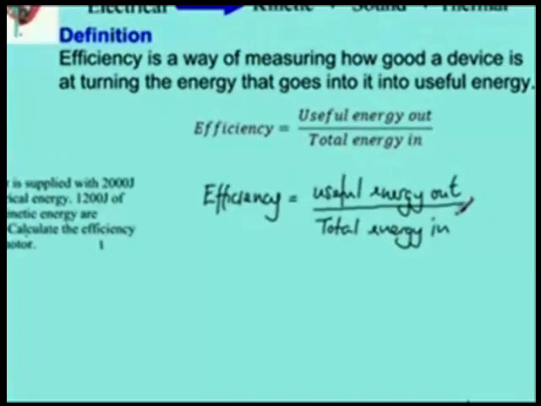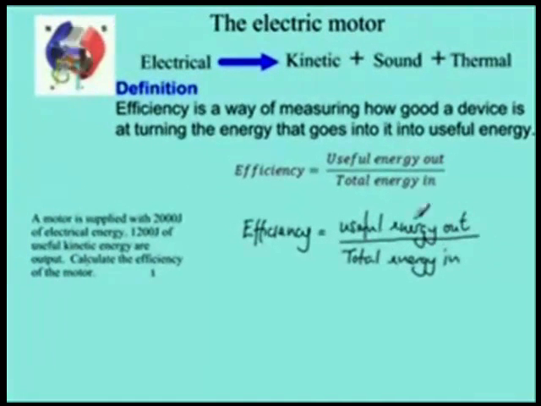So I'll first look for this one, the top one, the useful energy out. And it tells me here that 1200 joules of useful kinetic energy come out. So that top number must be 1200. So I can put that in. 1200 divided by, I've now got to find this value, the total energy that goes in. So I go back to the question, and it says the motor is supplied with 2000 joules of electrical energy. So that must be the amount of energy that goes in. So the bottom number there is 2000.